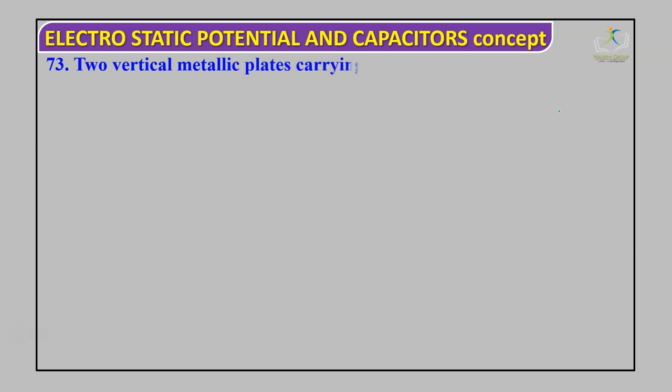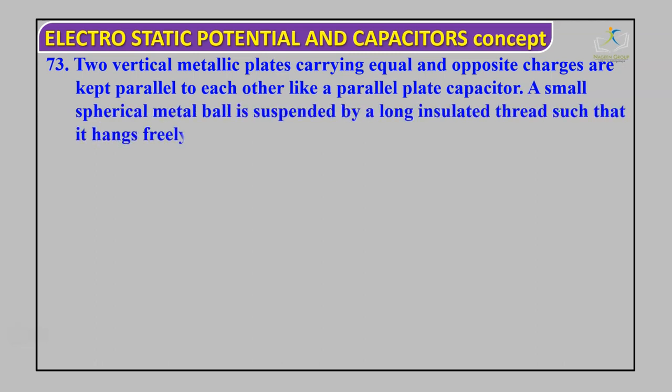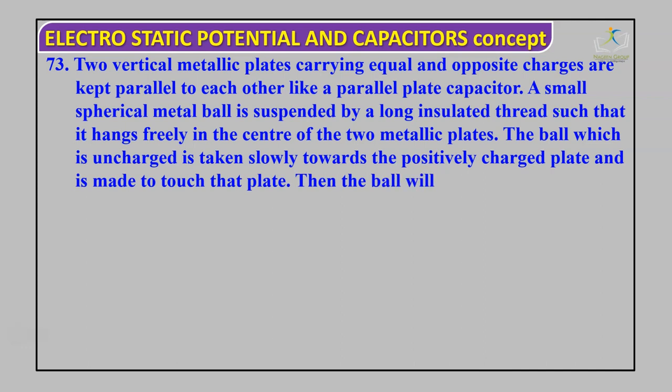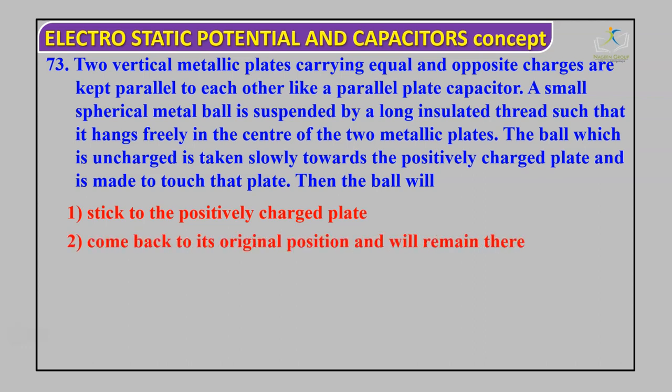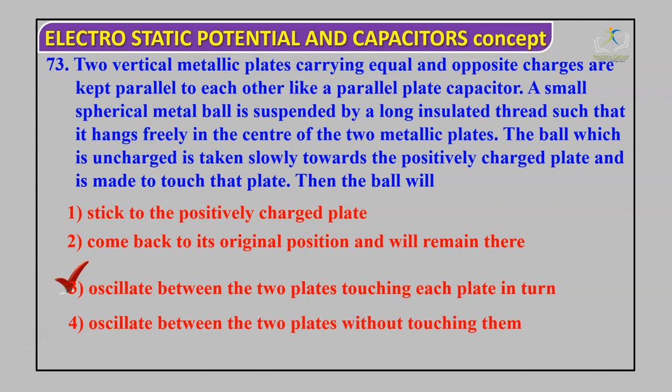Next question we have. Two vertical metallic plates carrying equal and opposite charges are kept parallel to each other like a parallel plate capacitor. A small spherical metal ball is suspended by a long insulated thread such that it hangs freely in the center of the two metallic plates. The ball, which is uncharged, is taken slowly towards the positively charged plate and is made to touch that plate. Then the ball will stick to the positively charged plate, come back to its original position and remain there, oscillate between the two plates touching each plate in turns, or oscillate between the two plates without touching them. So, the correct answer for this question is option 3.